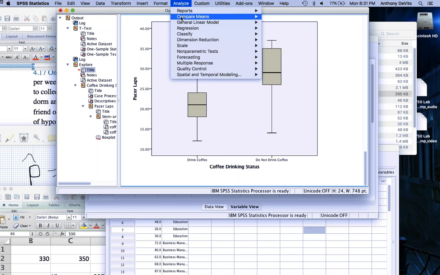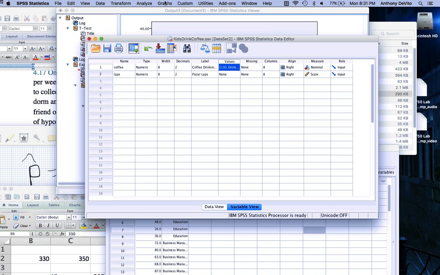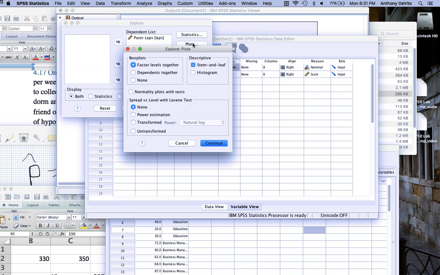Just for the hell of it, I'm going to go back into Analyze. It's doing that to me again. I've got to be in order to get that. Descriptive Statistics, Explore. This time I'm going to make sure that it gives me a histogram, just to see if that's really true.